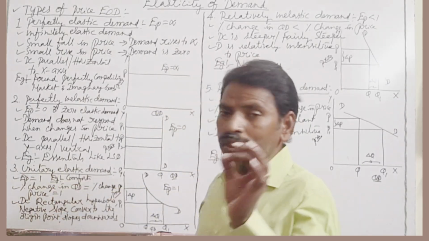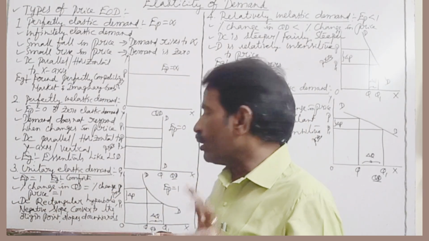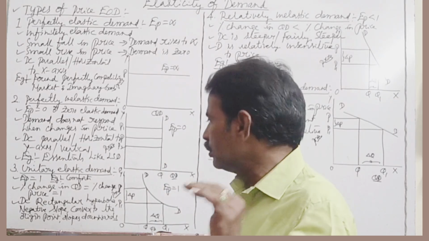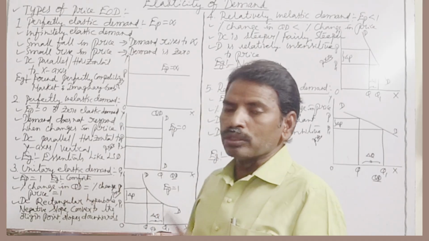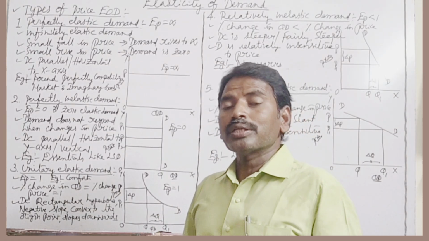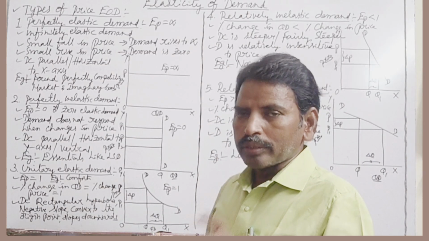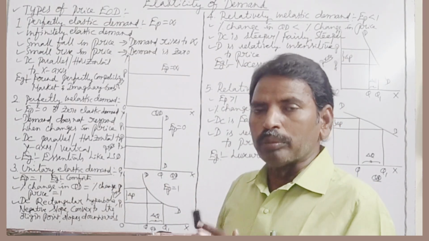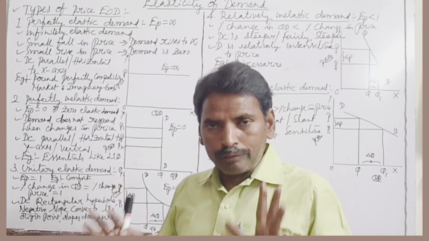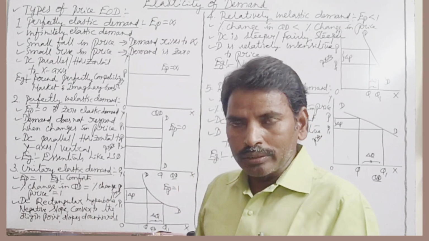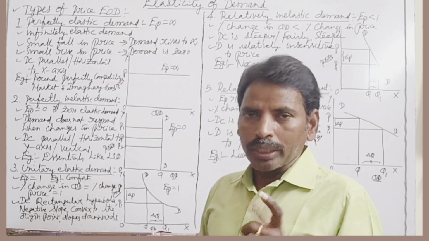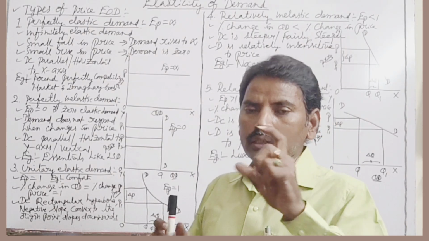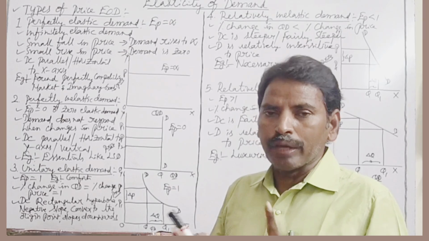Third one, unitary elastic demand. Coefficient is equal to 1. So percentage change in quantity demanded is equal to percentage change in the price. Therefore, EP is equal to 1. The demand curve is a rectangular hyperbola, slopes downwards from left to right, convex to the origin, with a negative slope. Examples are comforts: table, chair, fan, etc.